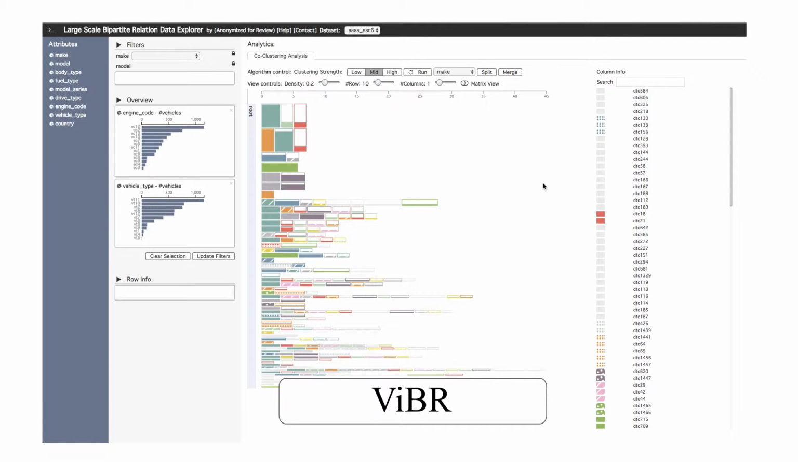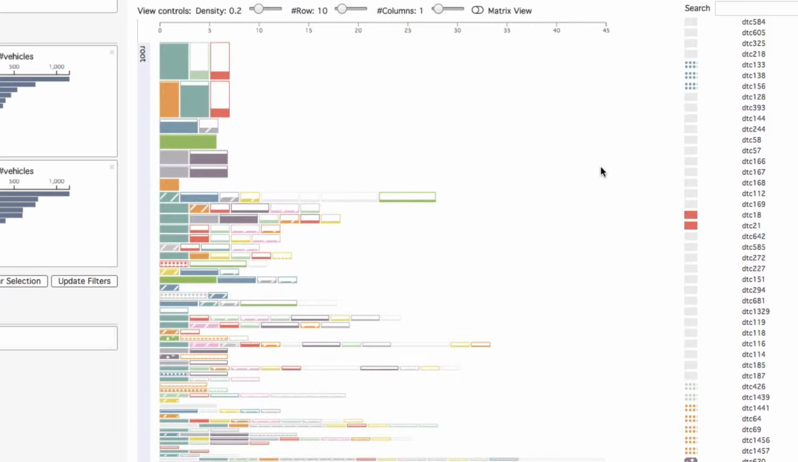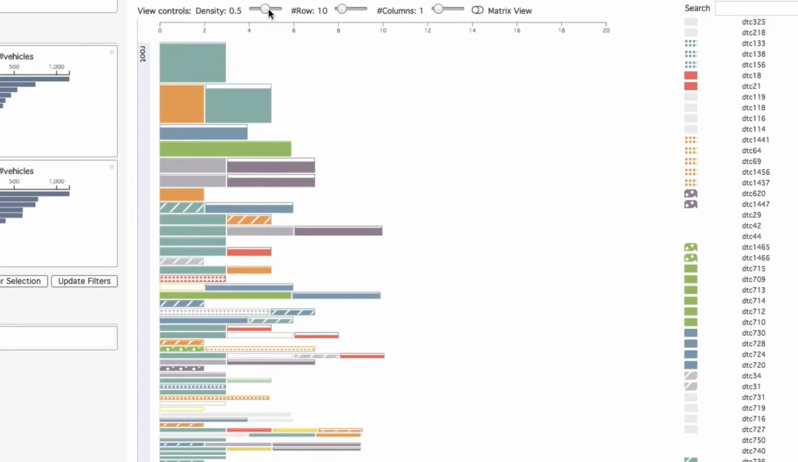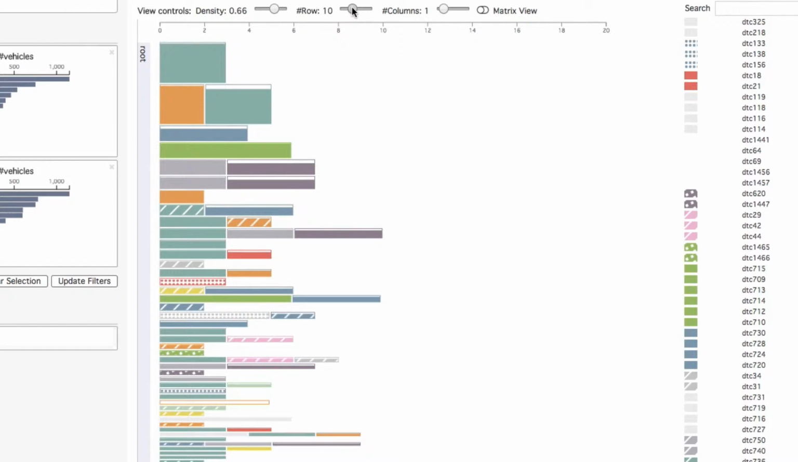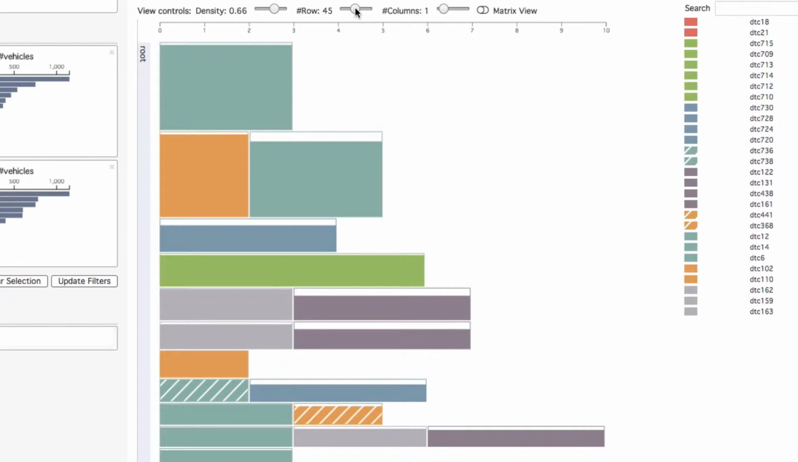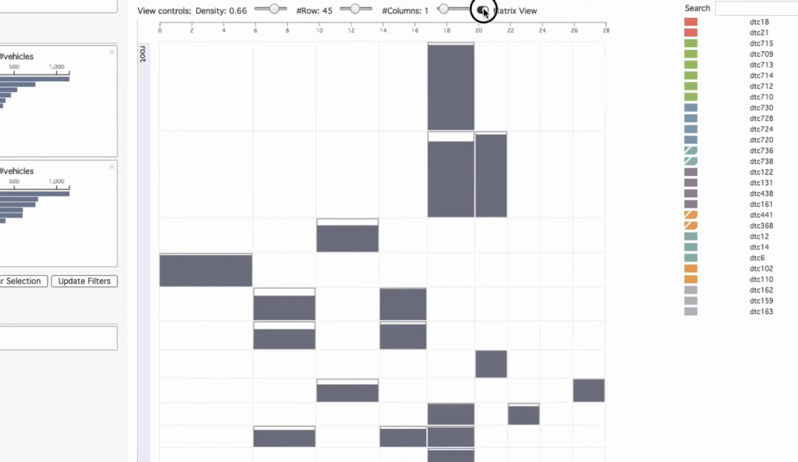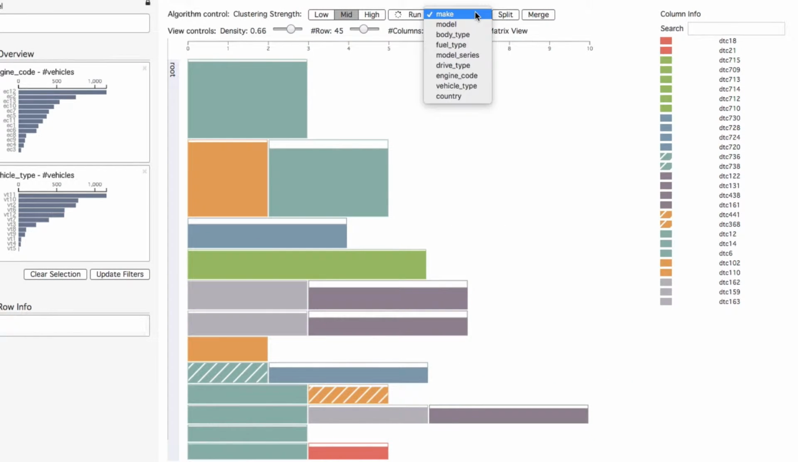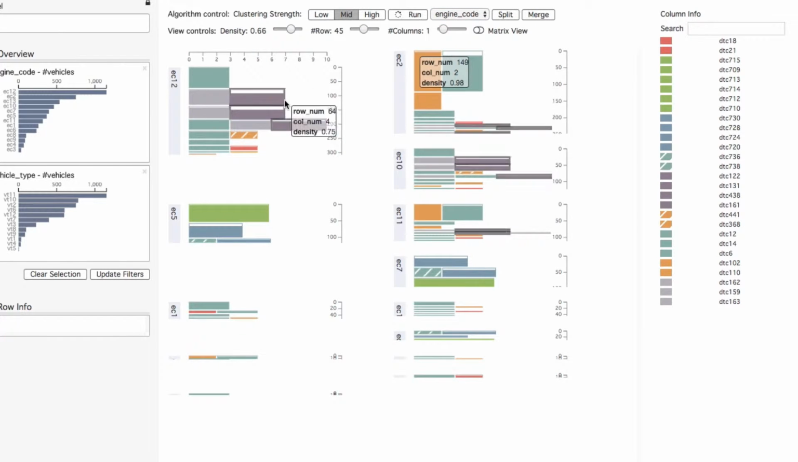Next, we demonstrate the ViBr system, which tightly integrates computation, visual representation, and user interaction. In ViBr, the summary view shows the aggregated bipartite relations as visual adjacency lists. Users can filter the blocks by density and sizes of the node clusters to focus on the most significant patterns. We also provide adjacency matrix as an alternative view. Users can select an arbitrary node attribute to split the visual summary into small multiples.